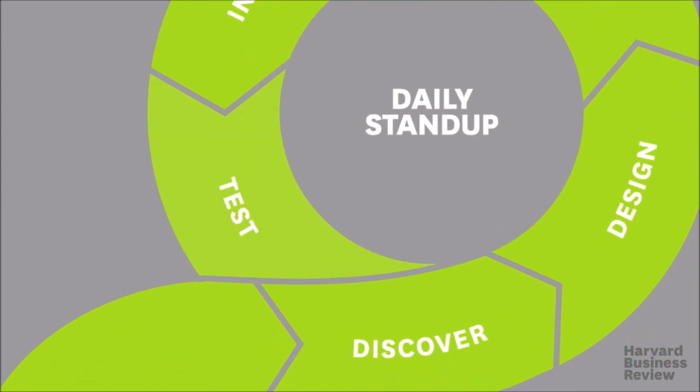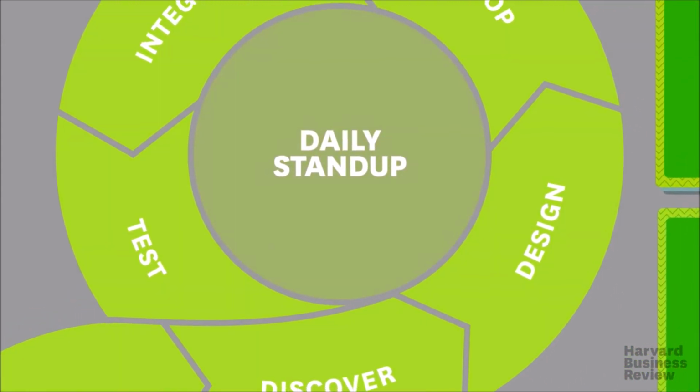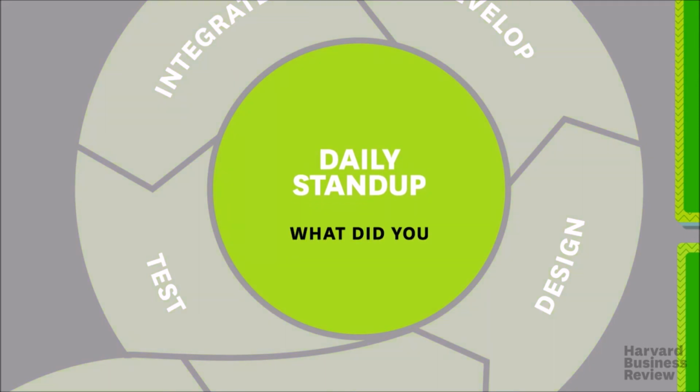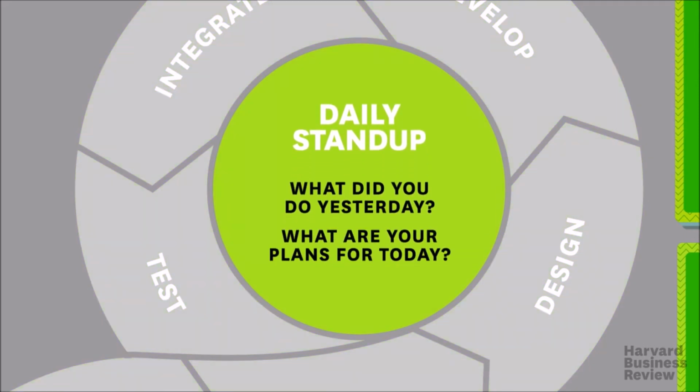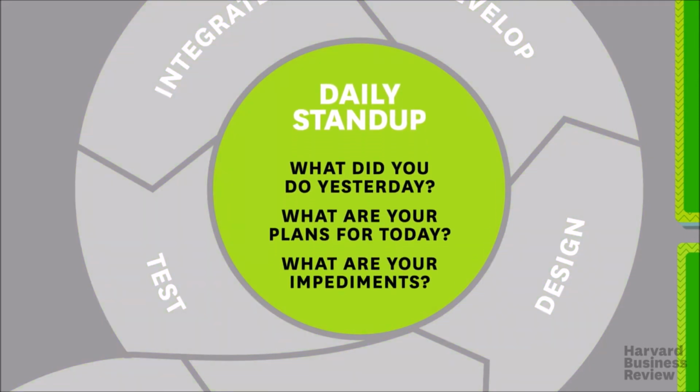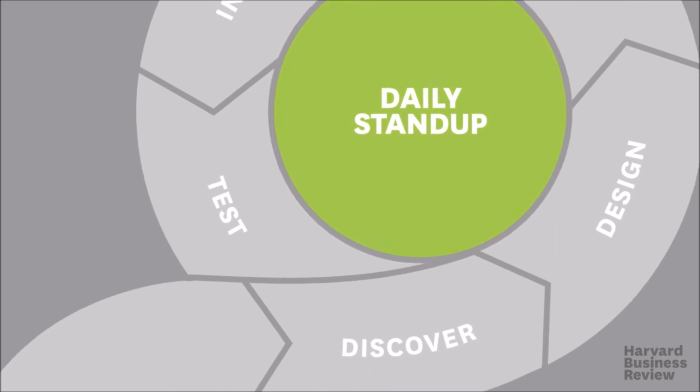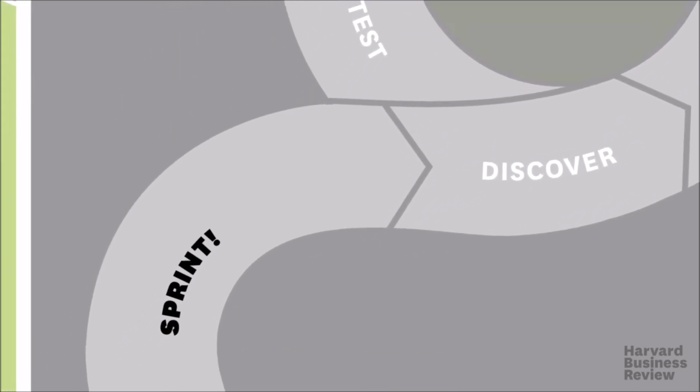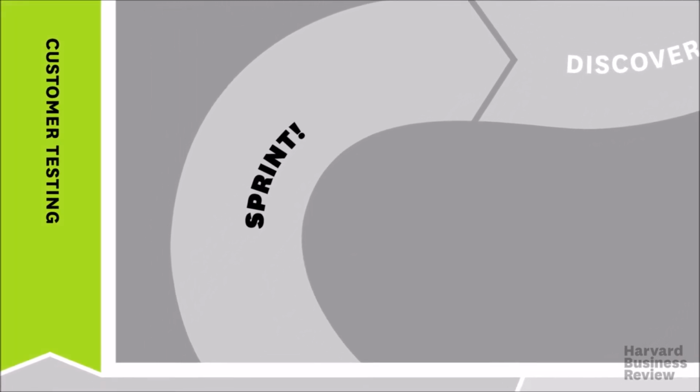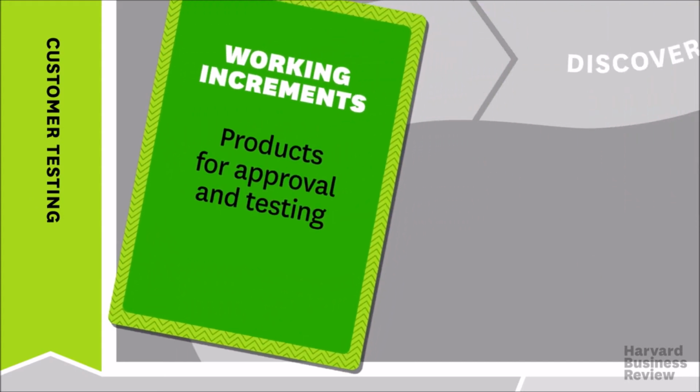Each day, the team starts with 15-minute stand-up meetings where team members talk about what they did yesterday, their plans for today, and what impediments they are facing. These meetings build team spirit and help identify any barriers to progress. The goal of each sprint is to develop working increments, something that meets the team's definition of done, is approved by the initiative owner, and is ready for testing.